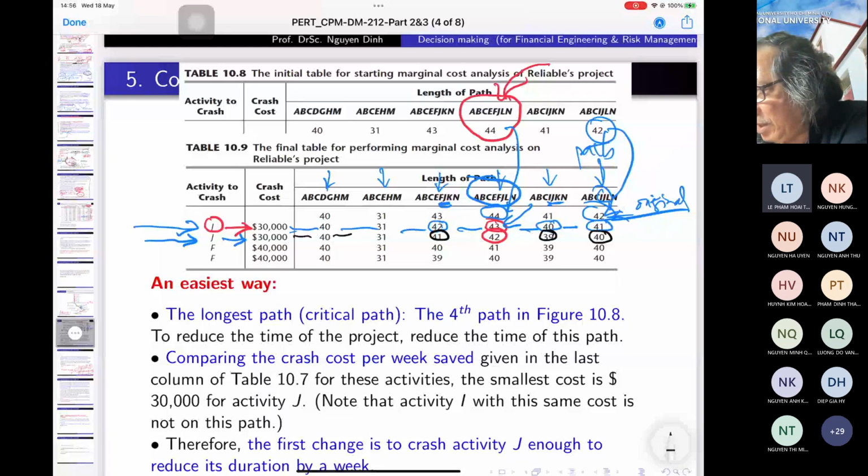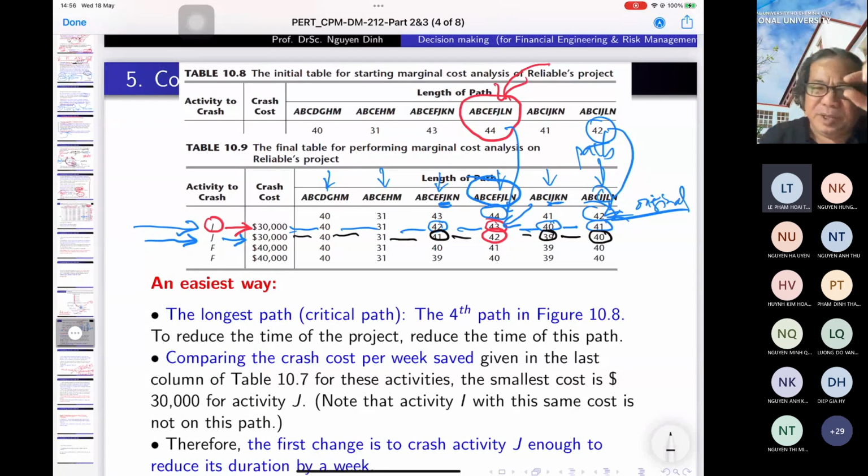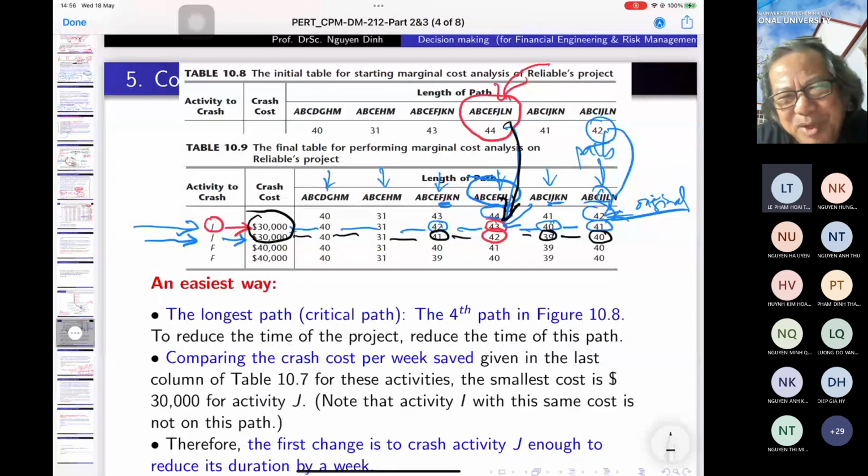And so you see this is the length of all the paths in the new situation where we reduce J 2 weeks. Is that okay? And of course the money we have to pay until now is $60,000 for reducing 2 weeks. Is that okay? And still the path number 4 is the longest, and that means it's still the critical path, and the duration of the project now is 42.